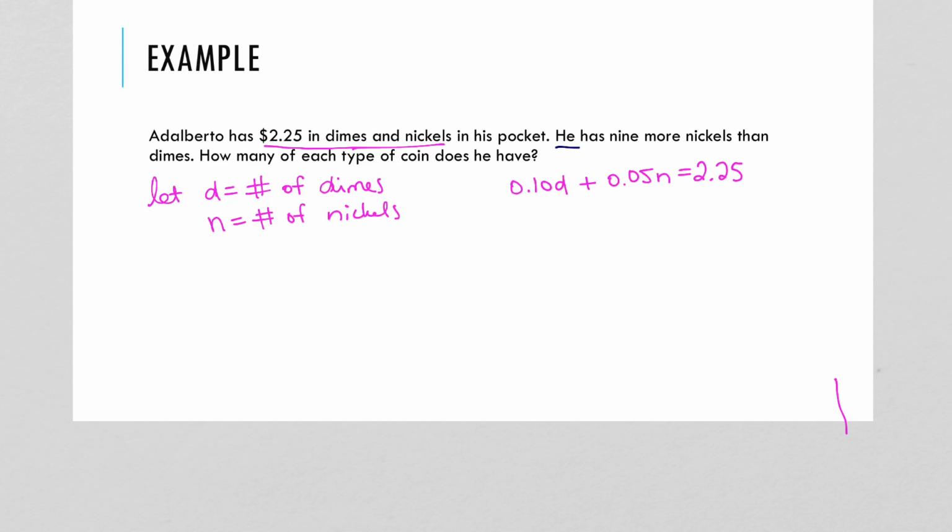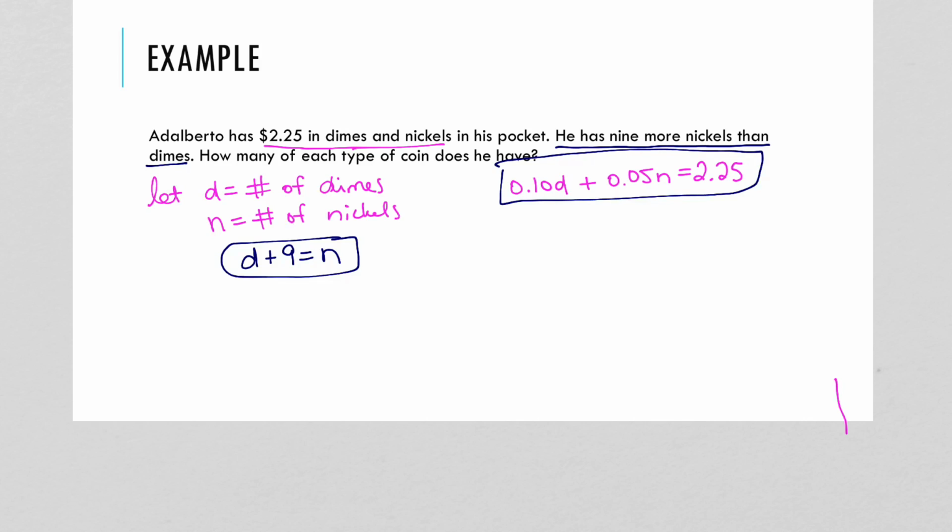Alright, something else that I know. It says here he has 9 more nickels than dimes. So he has more nickels than dimes, so you take the number of dimes and you add 9 to it to get the number of nickels. Okay, so I've got this equation and I've got this equation. Now, how do I use these two equations to help me figure out how many dimes and nickels I have? Well, check this out.